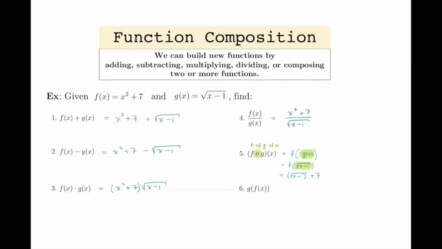Now here we can simplify because if we square the square root, that just cancels out. We will just get x minus 1 plus 7, and negative 1 plus 7 is positive 6. So this one simplifies to x plus 6.